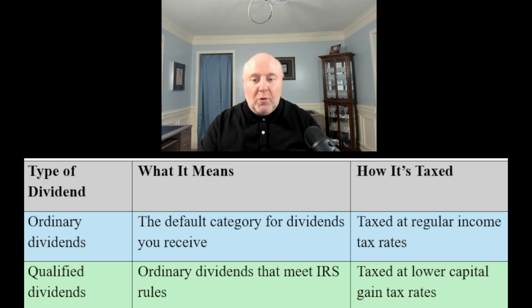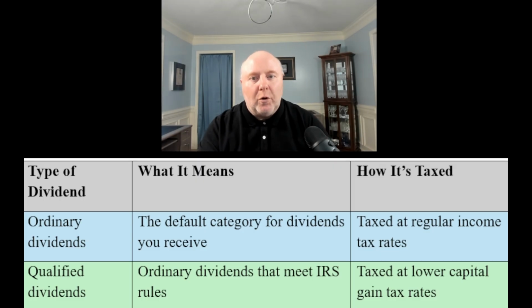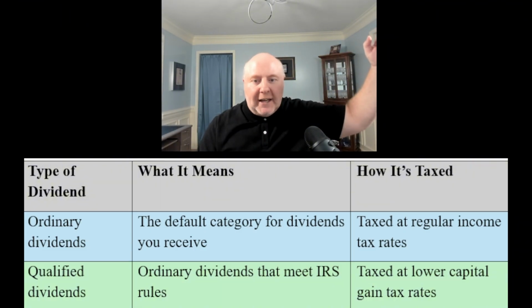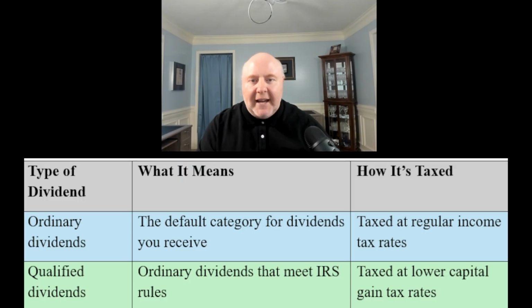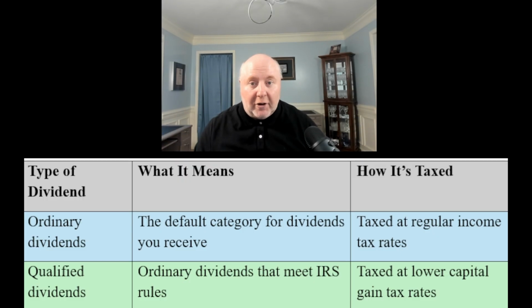Now, in certain situations, we can become a qualified dividend. We can have a qualified dividend. And a qualified dividend is favorable because it's going to be taxed at our capital gains rate, 0, 15, or 20%. So if we're in a 37% tax bracket and we have a qualified dividend, now we're being taxed at 20%. Hey, that's pretty fantastic, considering we would have been at 37% if we weren't a qualified dividend.